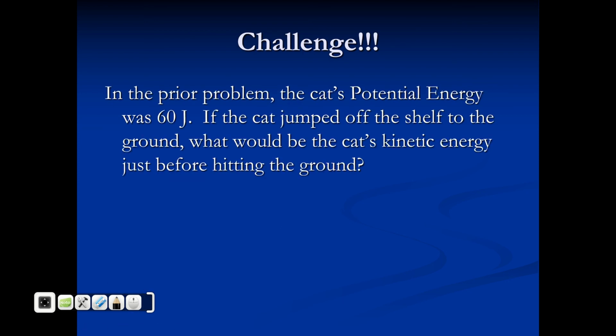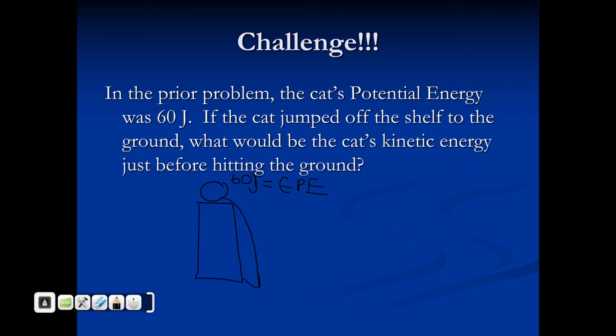Now, a quick challenge. Okay? This is kind of what we're going to get into in the next video. In the prior problem, the cat's potential energy was 60 joules. If the cat jumped off the shelf to the ground, what would be the cat's kinetic energy just before hitting the ground? So this is what we're going to get into more in the next video. The cat is up on a shelf. Sorry, I'm just going to draw the cat as a circle. We said it has 60 joules of GPE, gravitational potential energy.